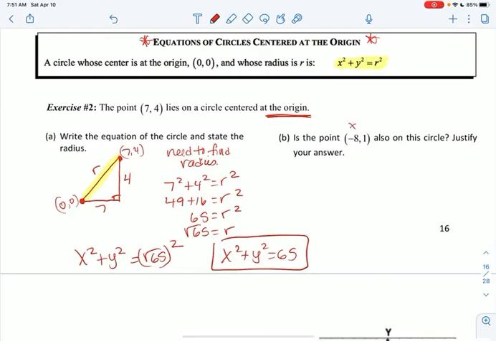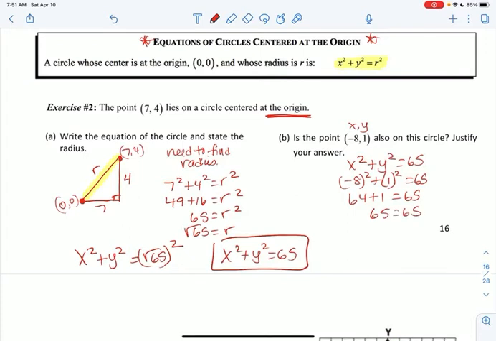Now, if I want to test out to see if the point (-8, 1) also lies on this circle, I would just plug it into my equation. So I'm going to take my equation, x squared plus y squared equals 65, and plug in -8 for x, and 1 for y. And if this works, then the point lies on the circle. And it does, in fact, work, because -8 squared is positive 64, and 64 plus 1 is 65. So yes, that point lies on the circle.